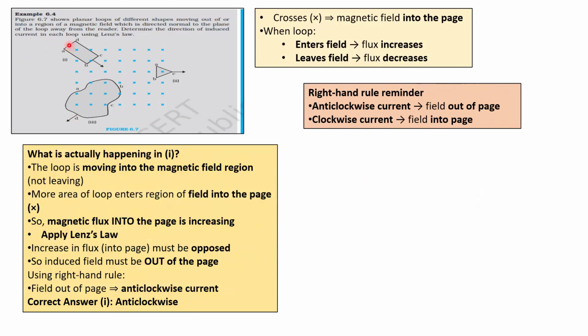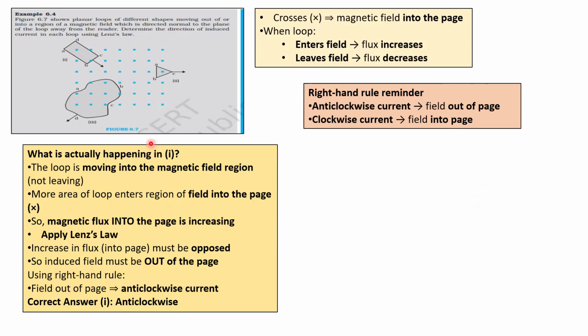Here, the coil is coming inside. Initially, the coil was outside. Field lines passing through the coil were less. Now, when the coil is coming inside, the magnetic field lines passing through the coil increase. So, the magnetic flux into the page increases. Magnetic field increases means we can say the magnetic flux linked with the coil increases. But now here the given magnetic field is into.